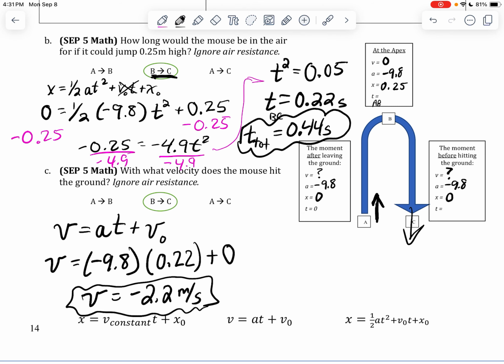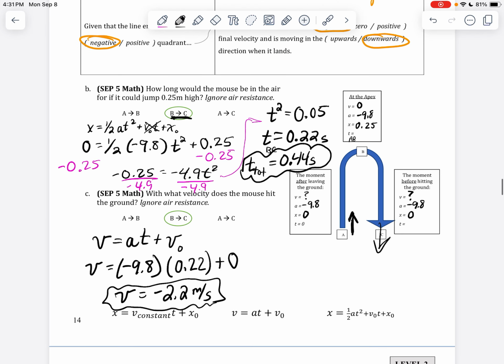So the key to solving these problems is not just plugging in a bunch of numbers. It's understanding what's being asked and what's being given. It's drawing a picture and adding information to that picture. And then it's choosing where to start. Honestly, B to C will be very common because this is the point where we know the velocity is 0. All right, there you go.